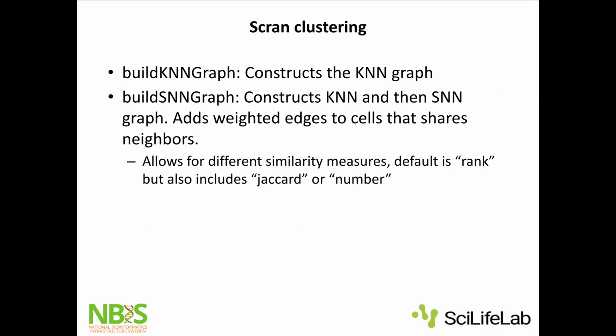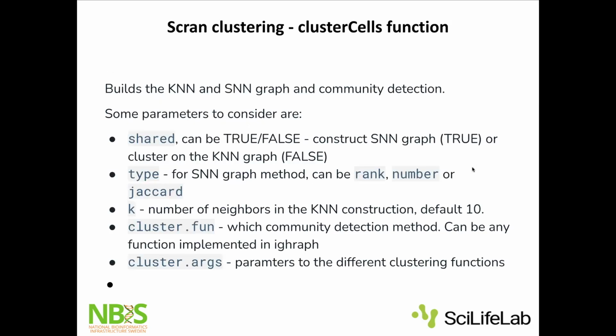When it comes to scran, there are separate functions for building the KNN and SNN graph. They implement more different similarity measures, not only Jaccard, but also just the number of shared neighbors or the rank of the shared neighbors. And it has a function called clusterCells that then calls the KNN and SNN graph building. The default here for K is 10. And the default cluster function, I think, is Leiden. I forgot to write that down.